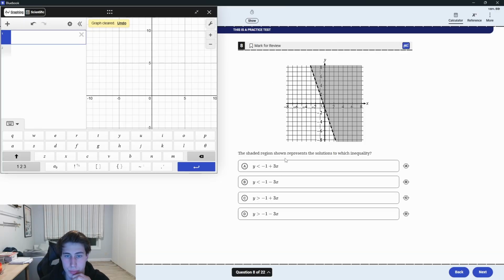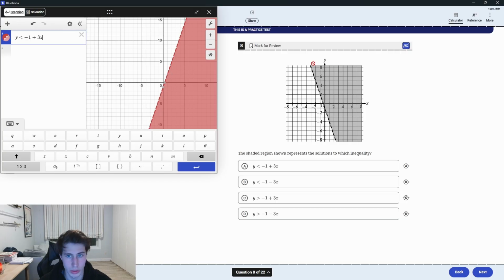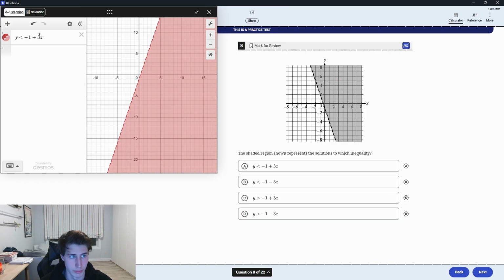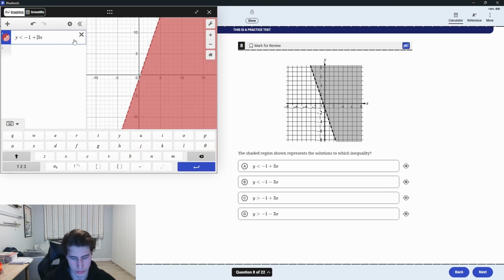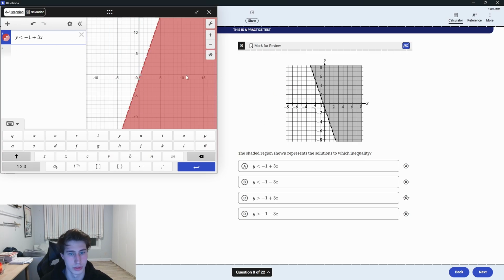Next question. The shaded region shown represents the solutions to which inequality? So in this case, we can just type in all our solutions and then see which matches up with the picture. This definitely does not match up. So we can do -1 minus 3x. This also doesn't match up. Plus 3x doesn't match up.